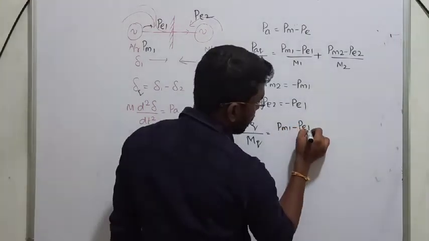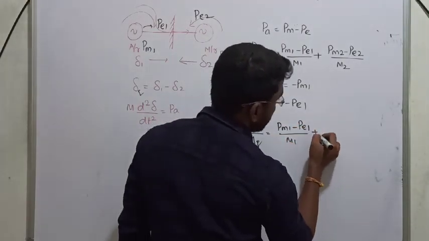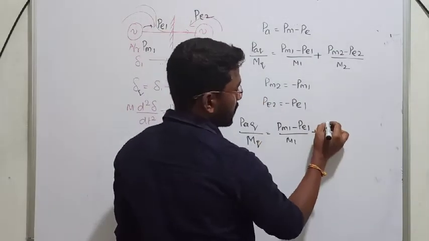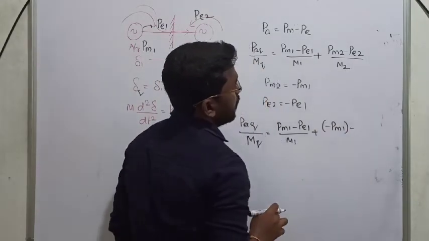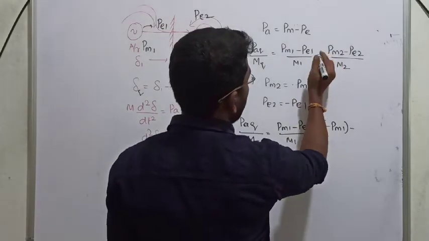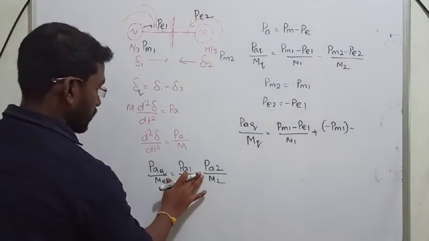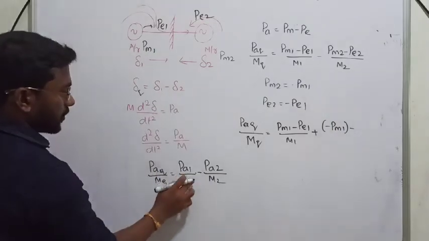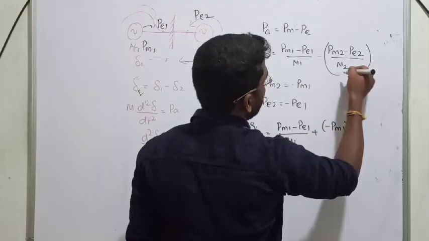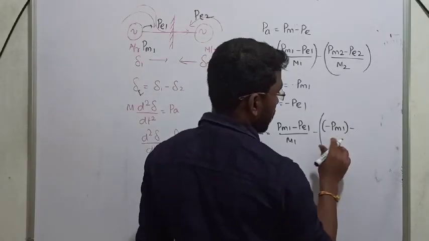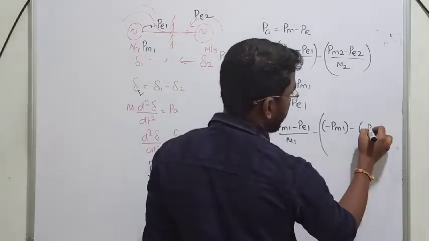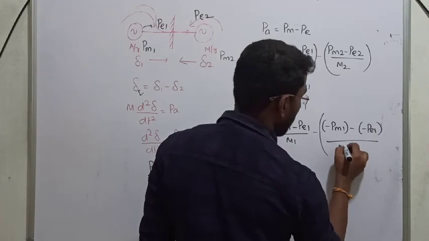Pm1 minus Pe1 divided by m1 plus Pm2. Pm2 can be replaced by minus Pm1, and minus of Pe2 can be replaced by, actually in between this we have a minus, because in the formula we have minus, right? So this is minus, not plus, sorry, I made a mistake. Of course, this is minus only. Yeah, this is minus Pm1, minus of Pe2 can be replaced by minus Pe1 divided by m2.